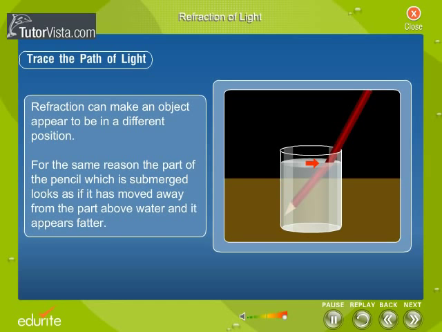For the same reason, the part of the pencil which is submerged looks as if it has moved away from the part above water, and it appears fatter.